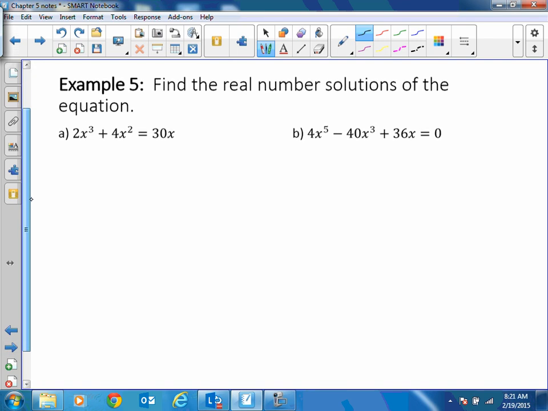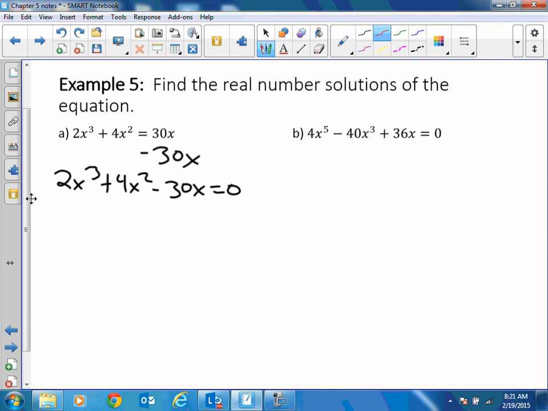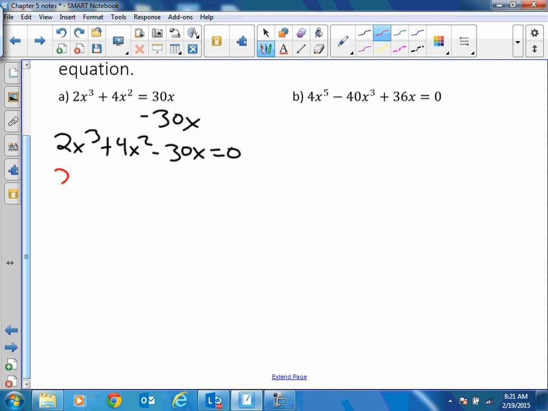Okay, so let's solve. First thing on any time these polynomials, we just want to set equal to 0. Okay, so subtract 30x first. We want to put it in standard form, so 2x cubed plus 4x squared minus 30x equals 0. Next thing you always do is look for any greatest common factors, which in this case is 2x. Take out a 2x and you're left with x squared plus 2x minus 15 equals 0.